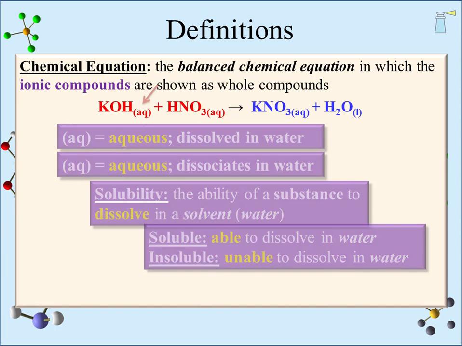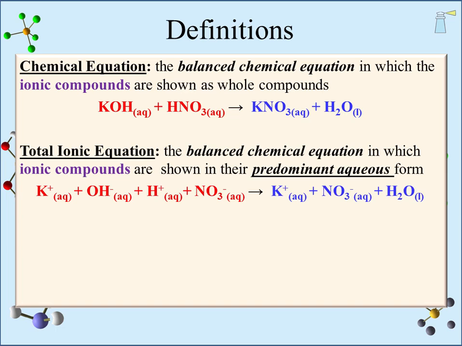The definition of total ionic equation is the balanced chemical equation in which ionic compounds are shown in their predominant aqueous form. The KOH in the chemical equation is shown as the potassium cation and the hydroxide anion, since this is how KOH is found in water. It is a strong base. The AQ subscript is necessary here since ions do not exist for any length of time outside of their solvent.